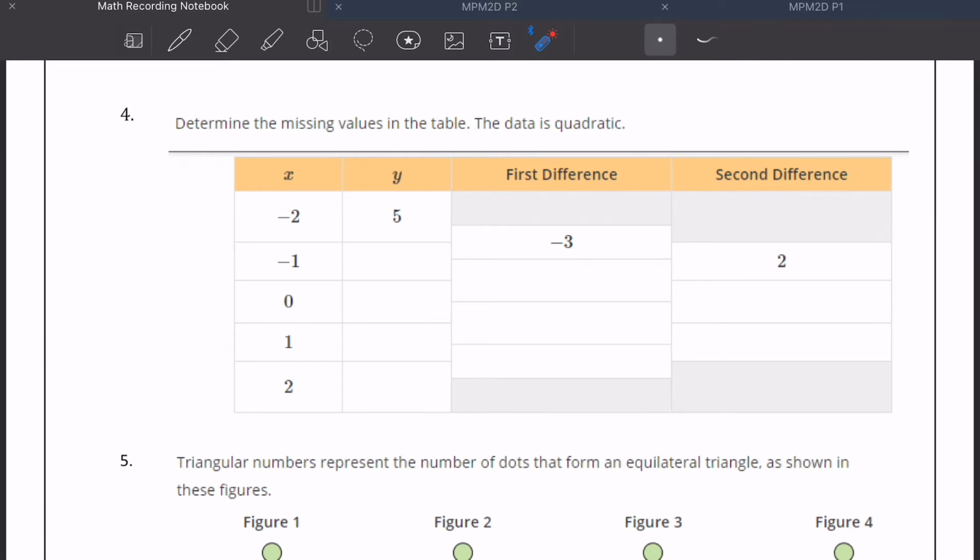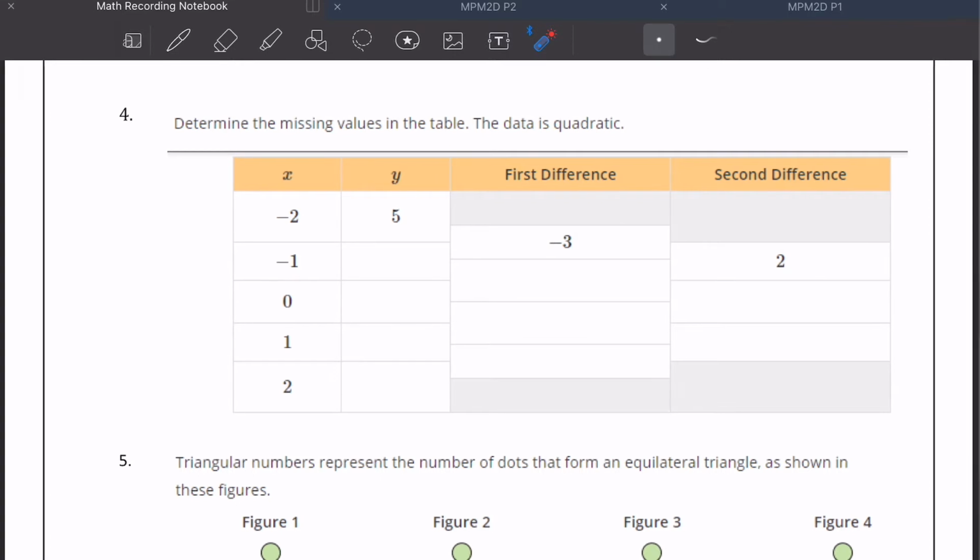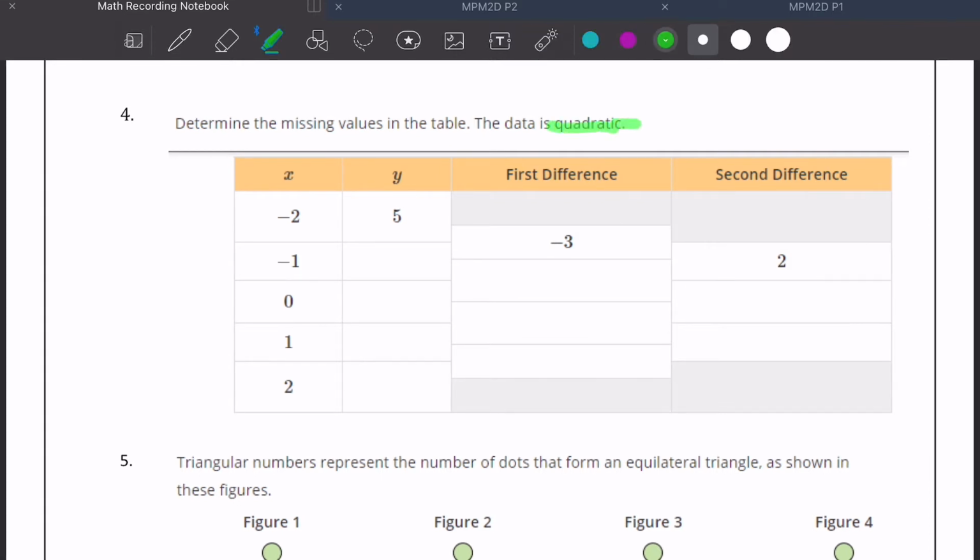Okay, so this one's saying determine the missing values in the table. We know that the data is quadratic. That's key information here. What that means is that the second differences are going to be the same. So we can already fill in these guys here. These are all going to be 2.